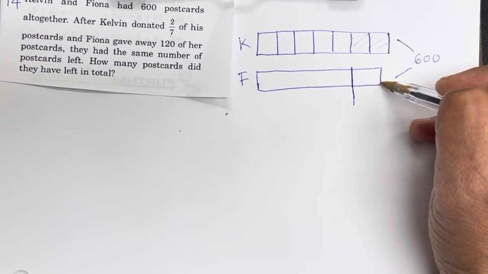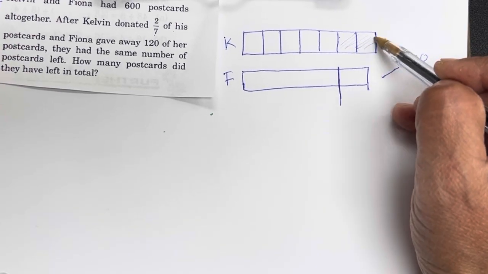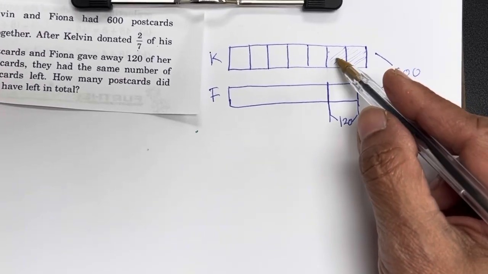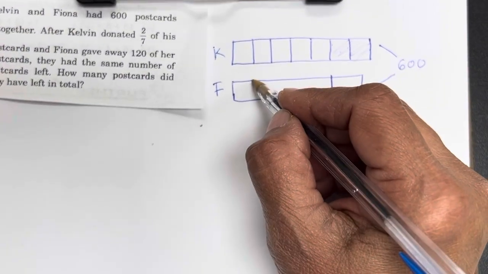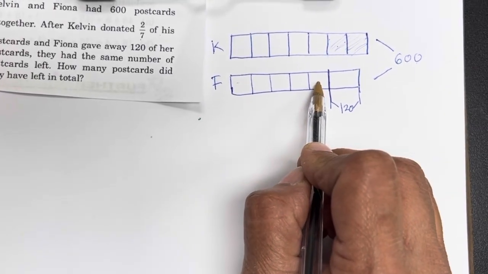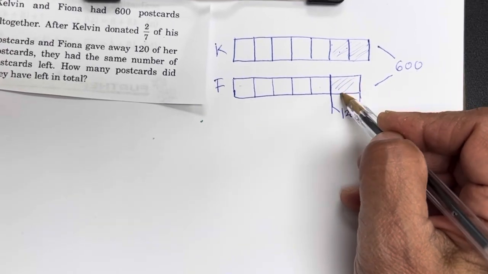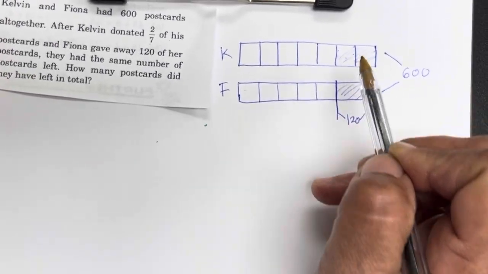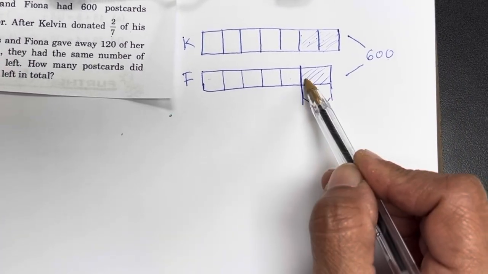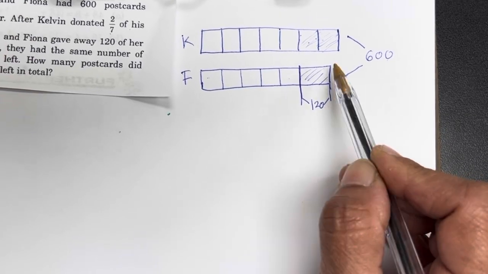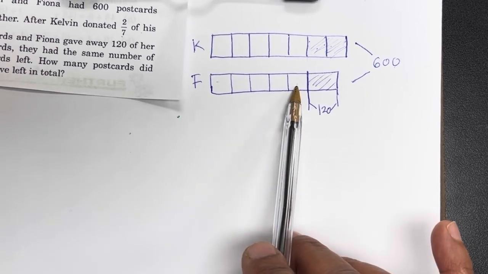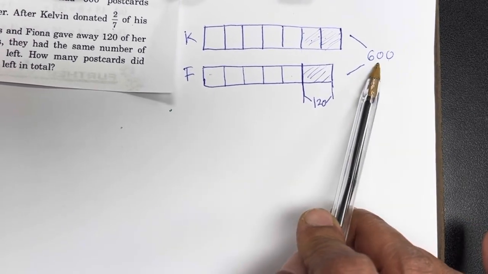So Fiona is going to donate this many. Kelvin is donating this many. This is 120. And that is Kelvin's donation. So that means if I were to draw similar bars, I have 5 units here for Fiona left. This is already donated. And then I have 7 units for Kelvin. Now, based on the information given to me, this part that is being broken away is 120. This entire length, which has 7 units, plus these 5 units, plus 120 was equal to 600.